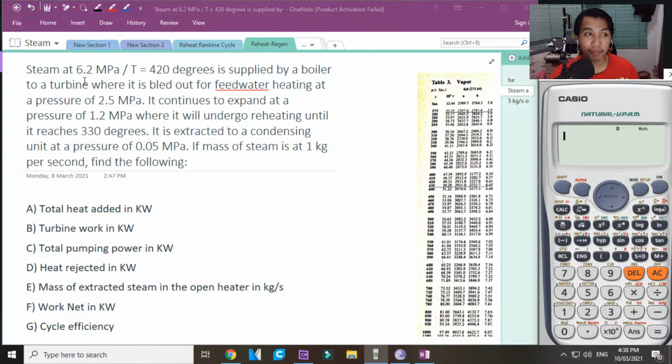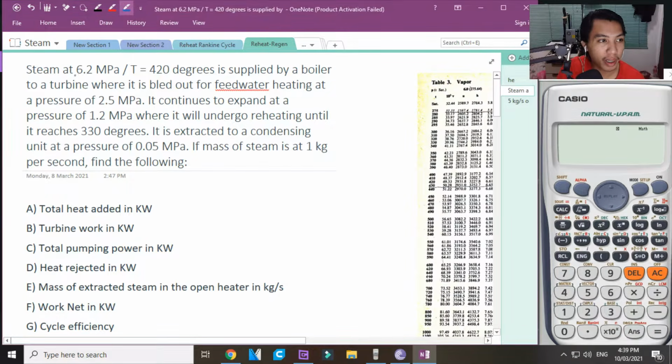Steam at 6.2 megapascals and 320 degrees Celsius is supplied by a boiler to a turbine where it is bled out for feed water heating. So, ito na kagad. The first part, you bleed it out after pumasok siya sa turbine mo. Okay? Nag-bleed out ka na kagad for feed water heating.